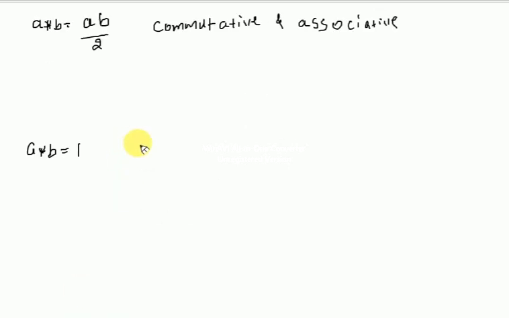Next, some operations may be asked to show that they are commutative and associative. Commutative means a star b will be given as ab divided by 2. You need to find b star a. So this star is defined as the product of the first element into the second element divided by 2. Therefore b star a will be the product of the first and second element divided by 2. But we know that ab divided by 2 will be equal to ba divided by 2. Hence it is commutative.